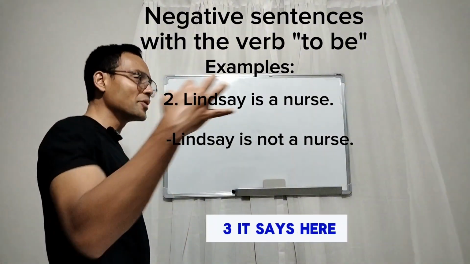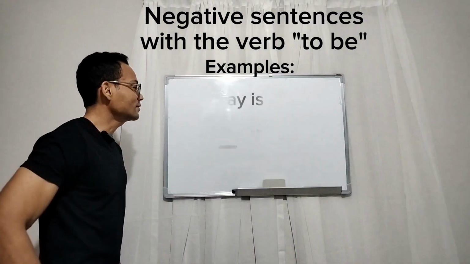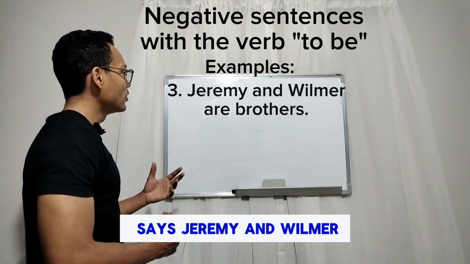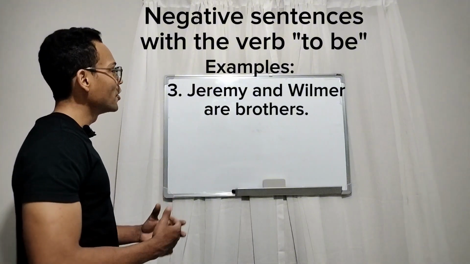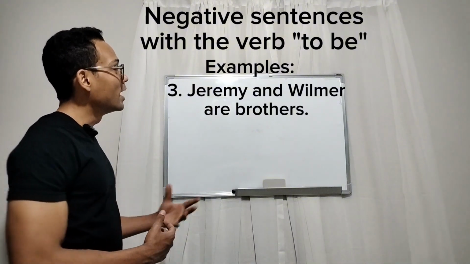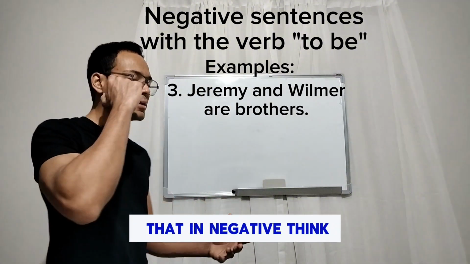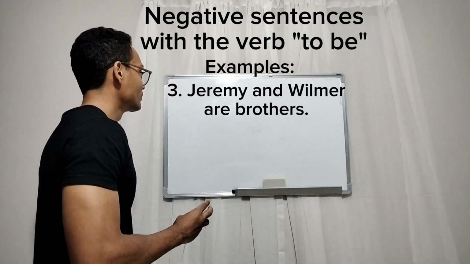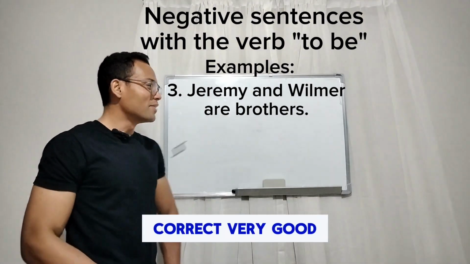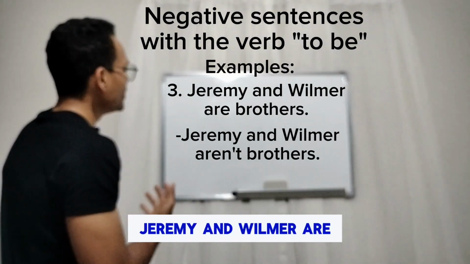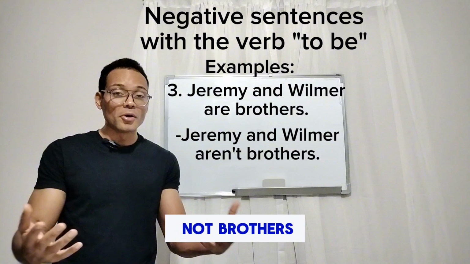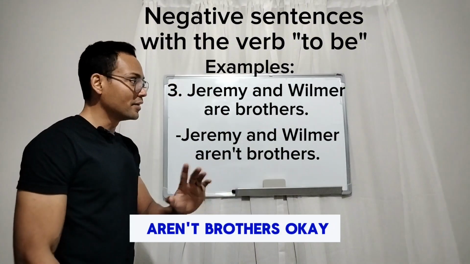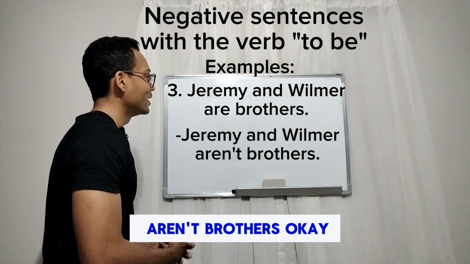Example number 3, it says here: Jeremy and Wilmer are brothers. How can you say that in negative? Think about it. Correct, very good. Jeremy and Wilmer are not brothers, or Jeremy and Wilmer aren't brothers. Okay.